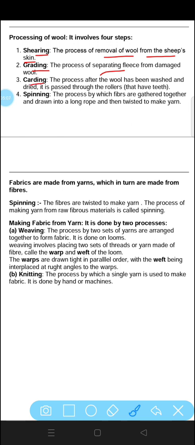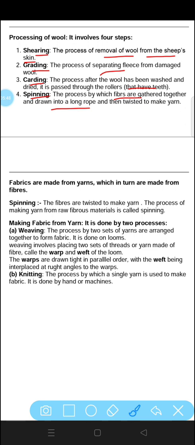After that, carding. Carding is the process after the wool has been washed and dried. It is passed through rollers that have teeth. Carding is passing the washed and dried wool through the rollers which have teeth to make it straight. After that, the final process is spinning. Spinning is the process by which fibers are gathered together and drawn into a long rope and then twisted to make yarn. Spinning is basically a process from which the fiber is converted into yarns, or we can say into threads.